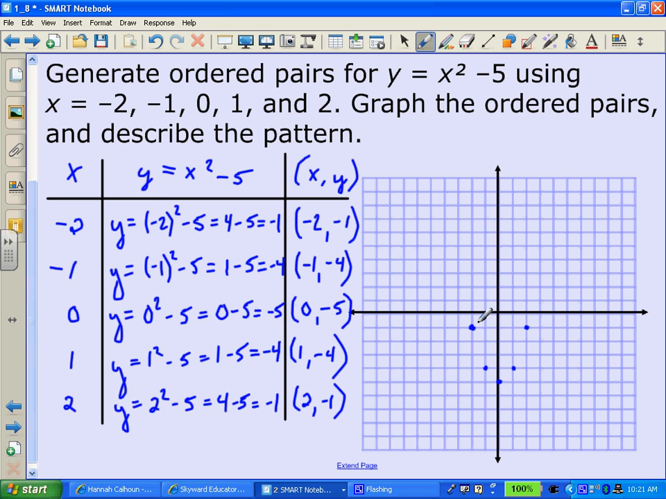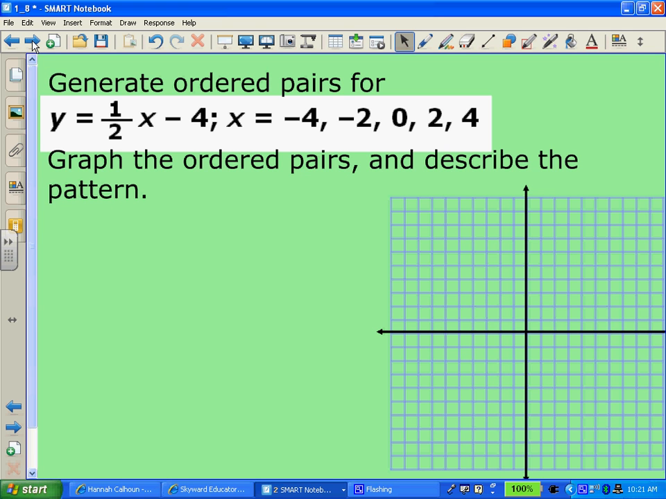And the final thing, it says describe the pattern. Now this would be a U-shaped graph. Your options are U-shape, V-shape, or straight line. I can tell you here that whenever you have an x squared term in your equation, it's going to be U-shaped.